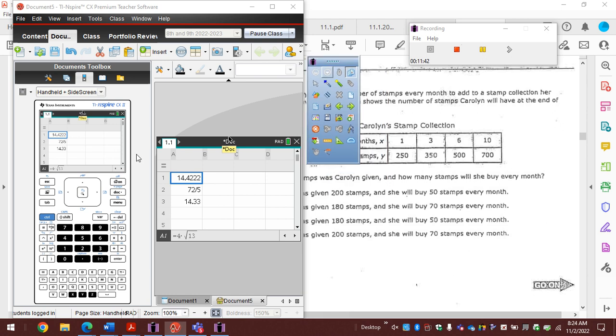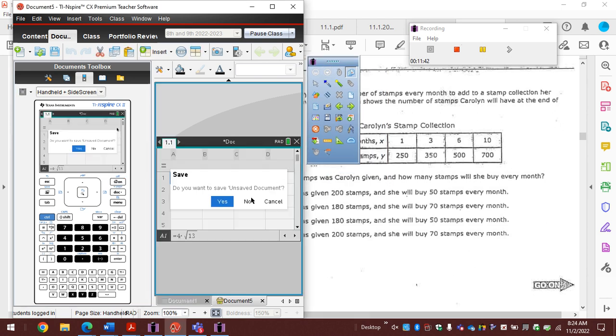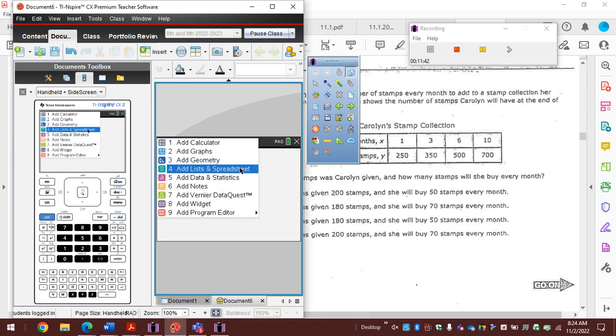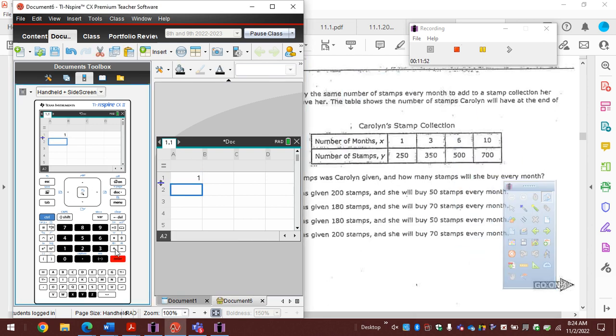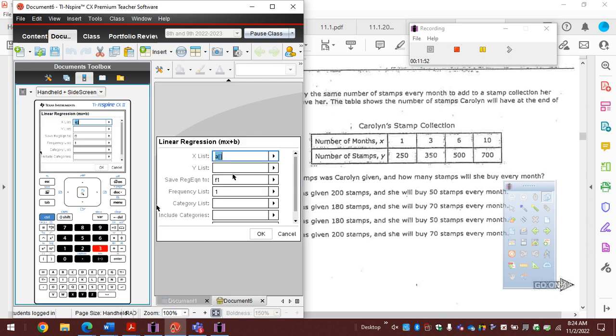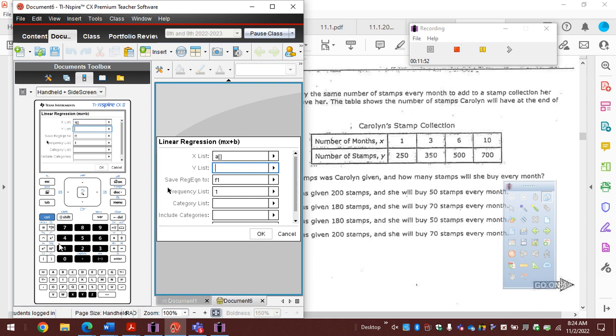Let me go to the calculator. Just start a whole new one. I don't want to write over that stuff. And we go to 1, 2, and make sure the 1 goes with 250, and the 3 goes with 350. Come back over here, menu 413, and then we'll go with B here.